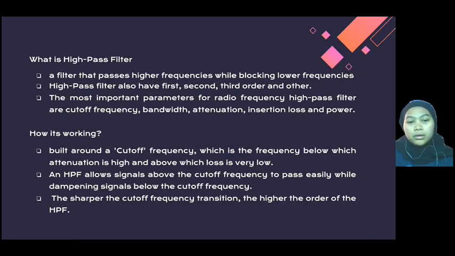A high-pass filter is built around a cut-off frequency, which is the frequency below which attenuation is high and above which loss is very low. A high-pass filter allows signals above the cut-off frequency to pass easily, while dampening signals below the cut-off frequency. The sharper the cut-off frequency transition, the higher the order of the high-pass filter.